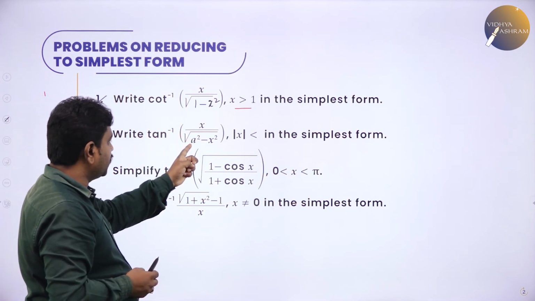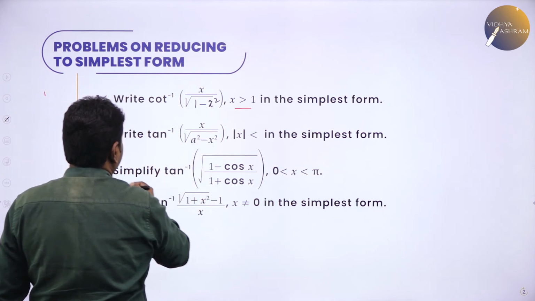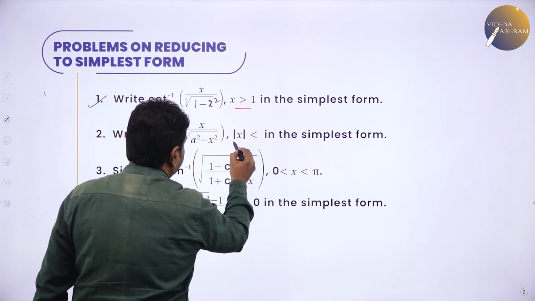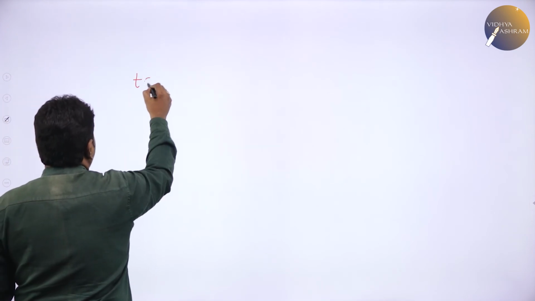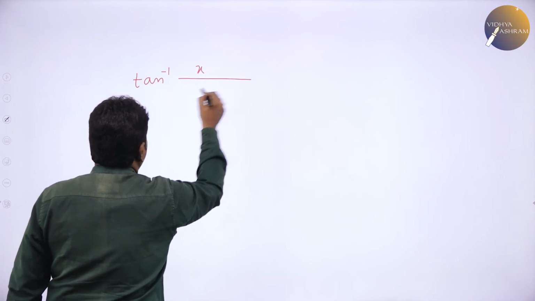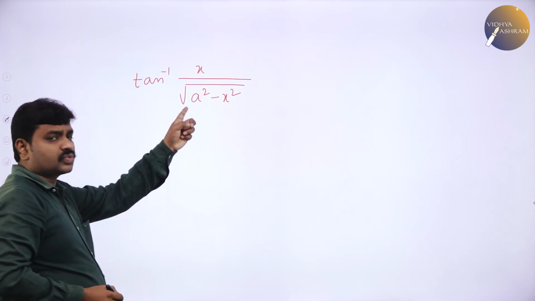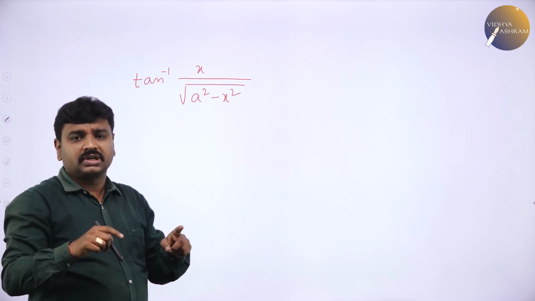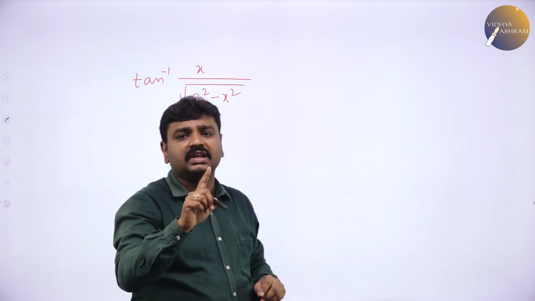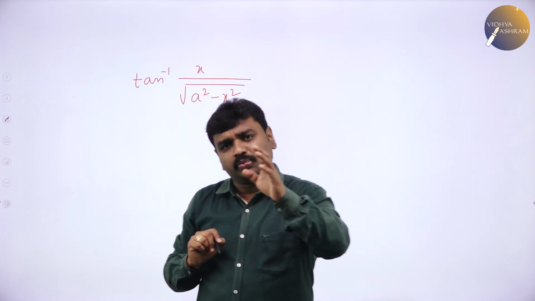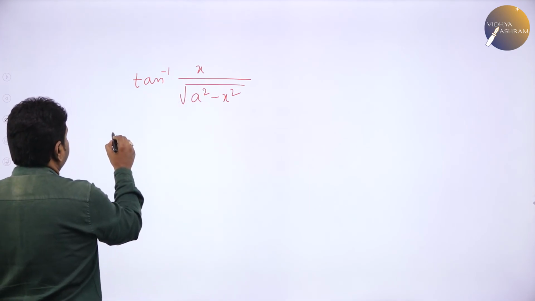Write tan inverse of x divided by root of a square minus x square in simplest form. Going to the second problem: tan inverse of x divided by root of a square minus x square. Again a square minus x square. Yesterday I gave a table of substitution. When a square minus x square is there, the best substitution is sin theta. You can also put a cos theta, but outside we have tan. So to simplify, put x as sin theta.